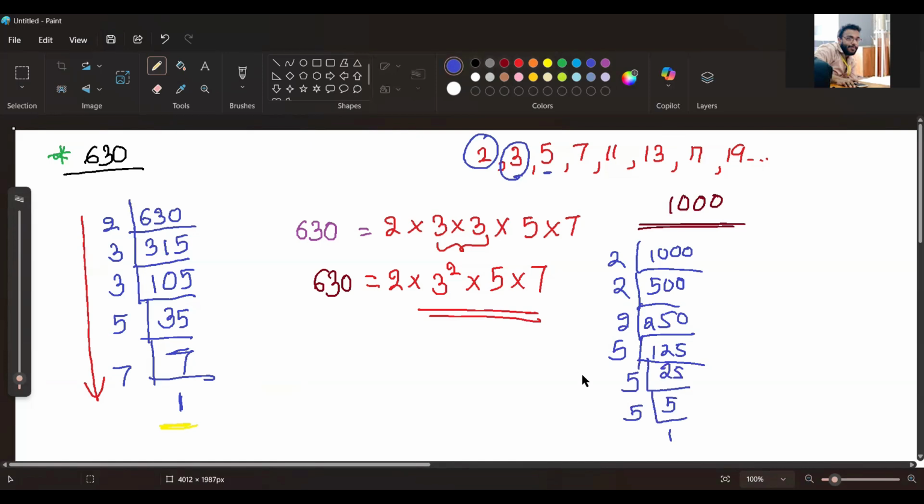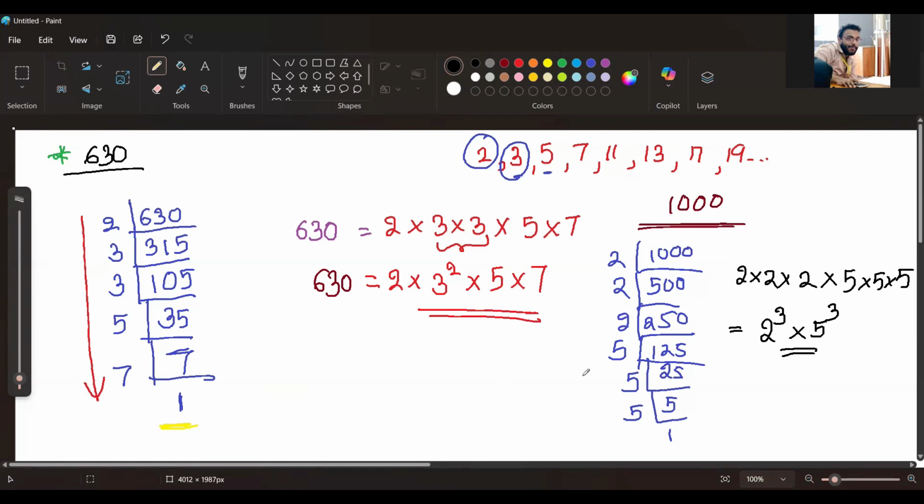Now you can write it as what? Write it as 2 times 2 times 2 times 5 times 5 times 5. Actually 2 to the power 3 into 5 to the power 3. Like that, no? Is that clear right now? Yes. Product of prime numbers, no? Product of prime numbers as indices.